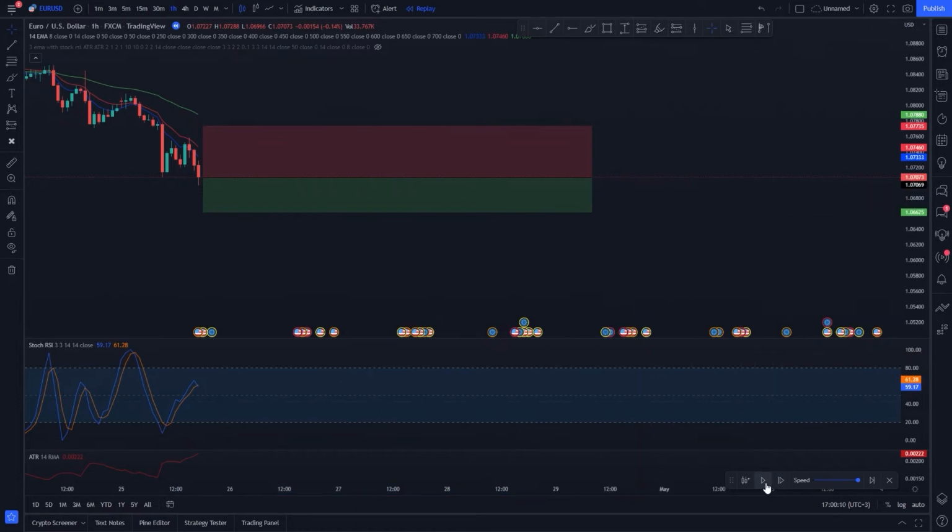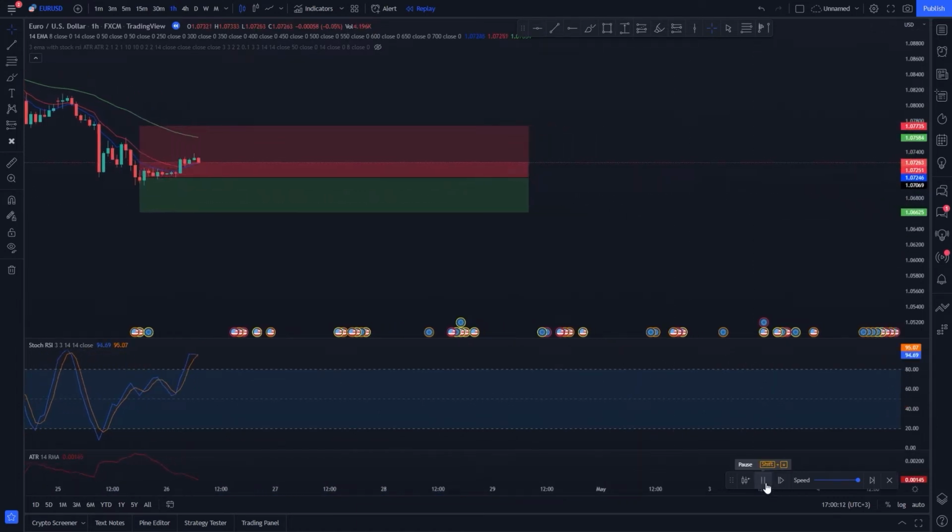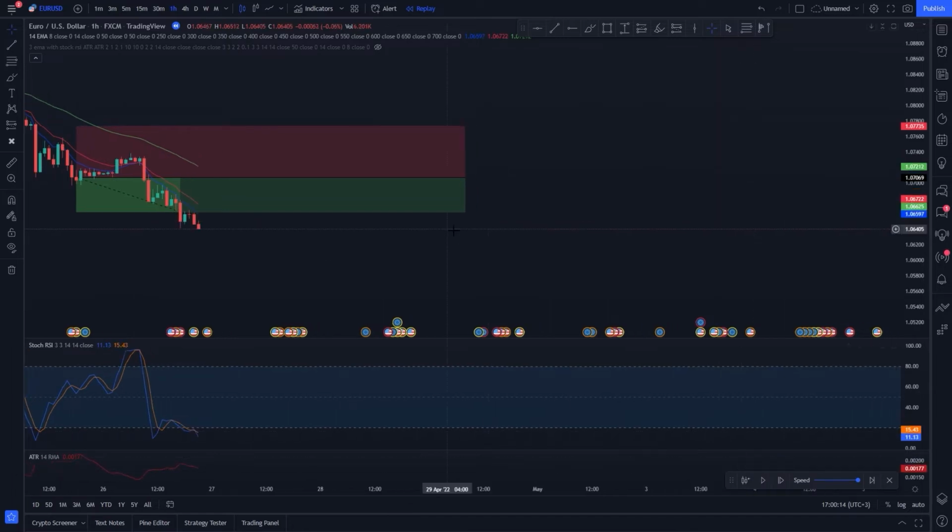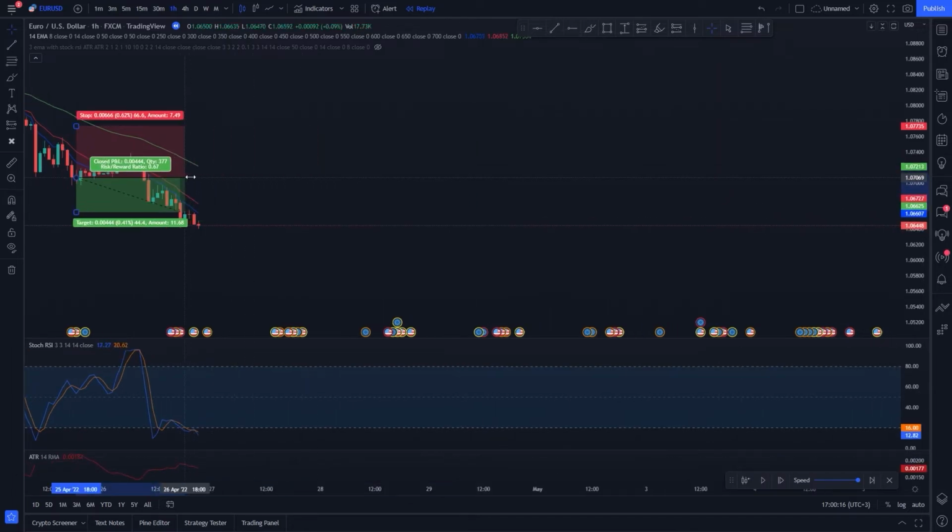And let's see what happened to our trade. As we can see, it hit the target. Now let's move on and find some more signals.